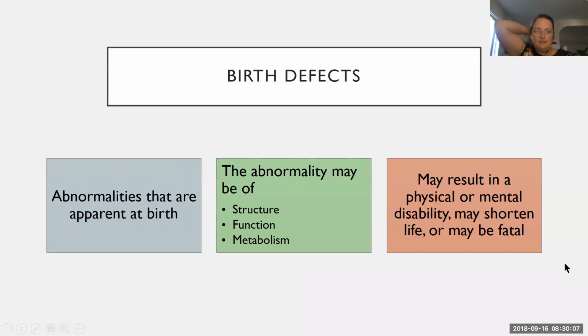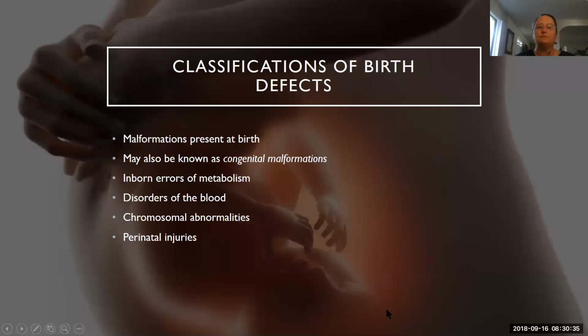When we're discussing these, sometimes the collective term is birth defects, but these are abnormalities that are apparent at birth, and they may be structural, functional, or metabolic. A lot of these they're born with were genetic, that happened during development or at the time of fertilization. And sometimes these could result in a physical or mental disability, or may shorten life, or may even be fatal.